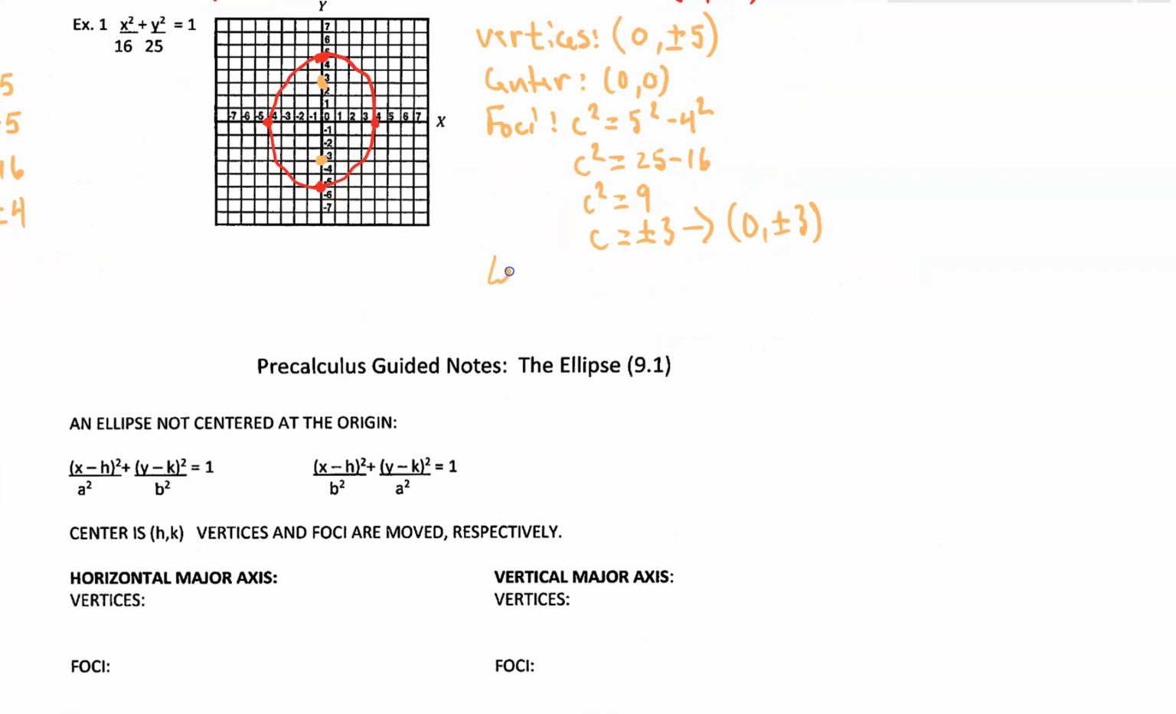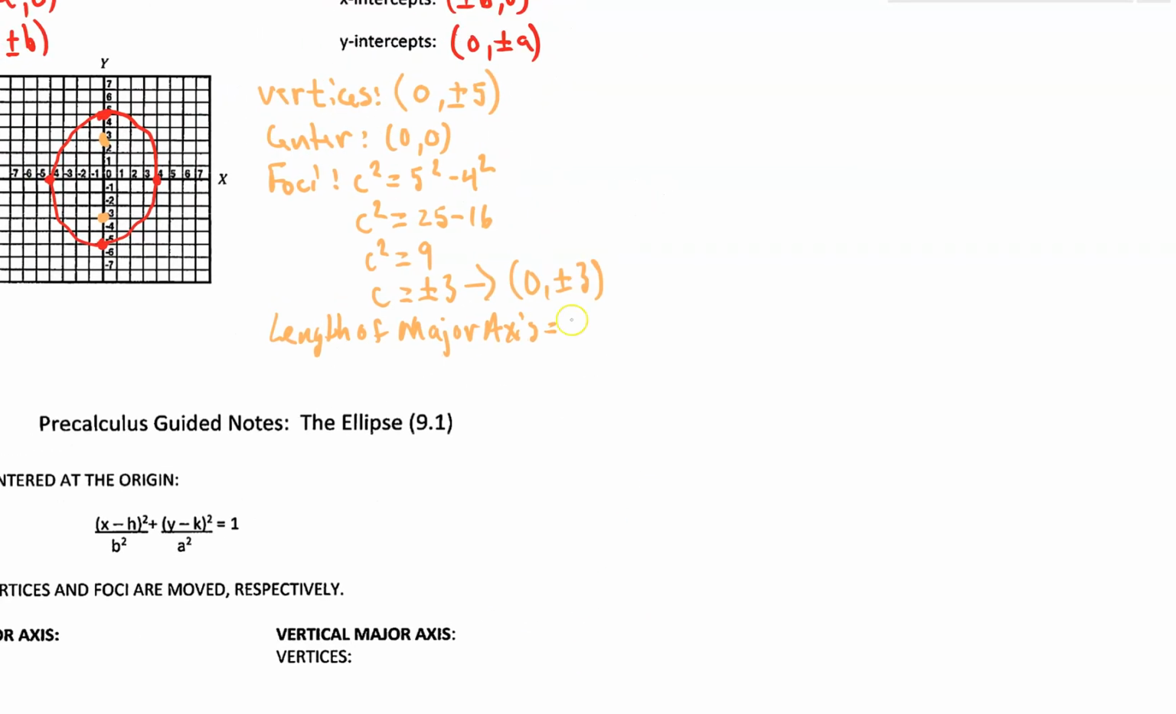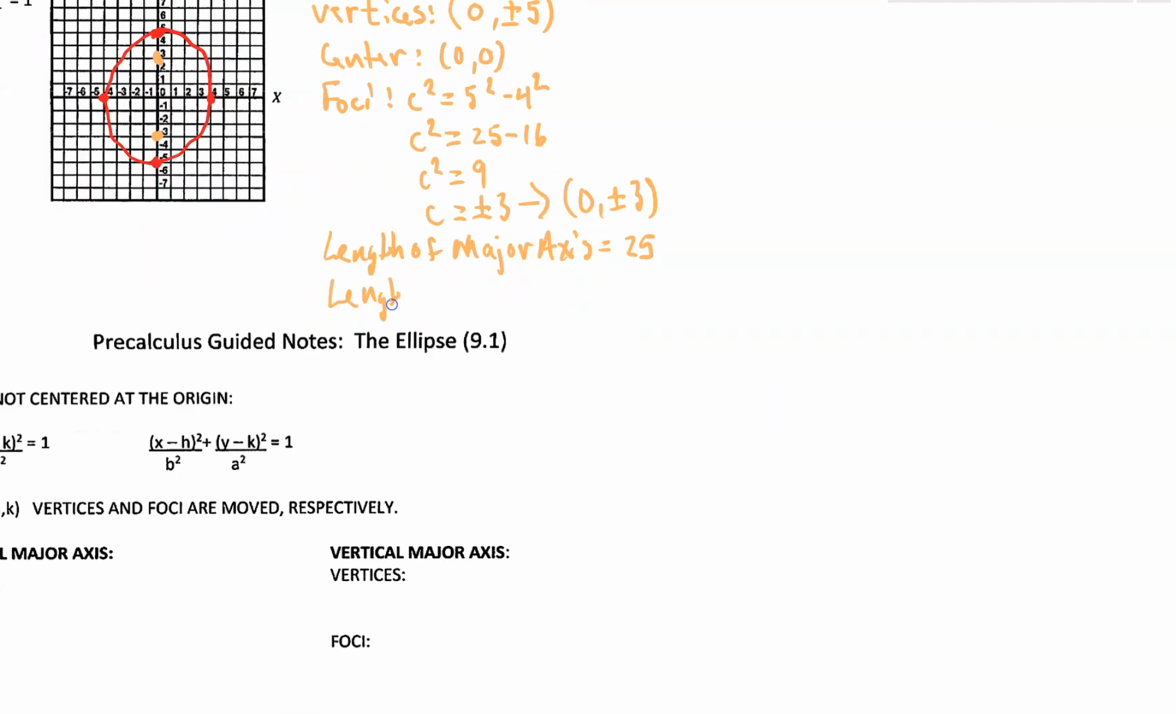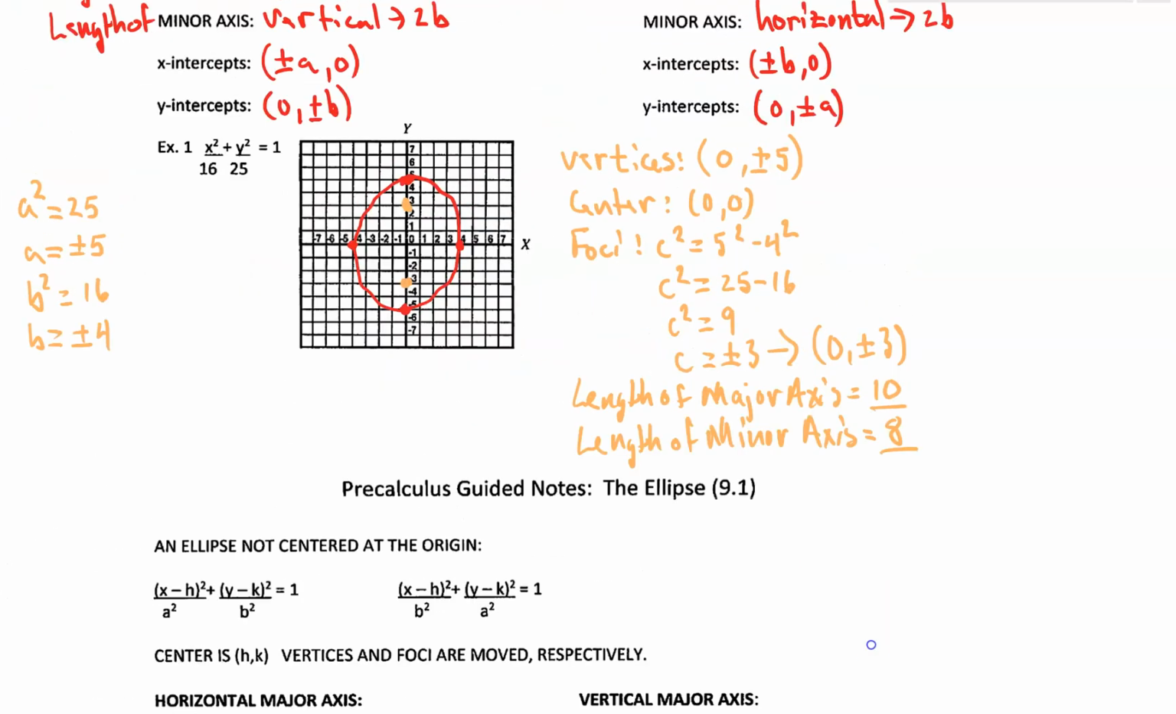The length of the major axis in this problem is going to be 2 times a. And the length of the minor axis is equal to 2 times b. 2 times 5, that's 10. 2 times 4, that's 8. So those are our two lengths for those.